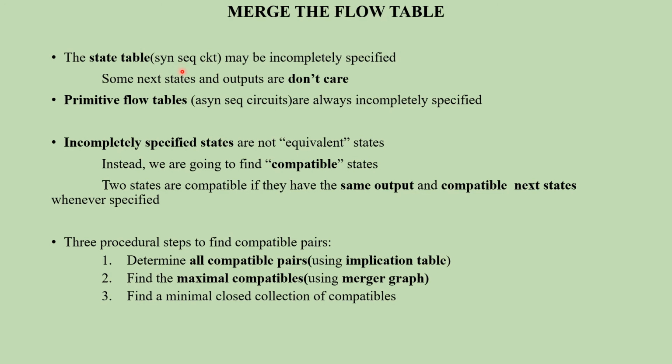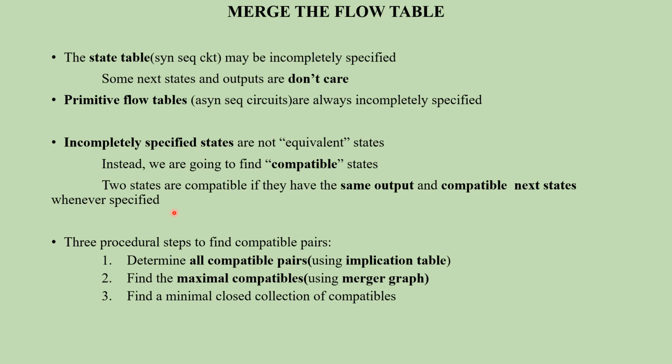So the state table of a synchronous sequential circuit may be incompletely specified, that is, some next states and outputs are don't care, that is a dash or X or don't care, whatever it is. So primitive flow tables of asynchronous sequential circuits are always incompletely specified, right? So those incompletely specified states are not going to be represented with the name equivalent states as we had in synchronous circuits, right? Instead, we are going to find compatible states, right? So two states are compatible if they have the same output and compatible next states whenever specified.